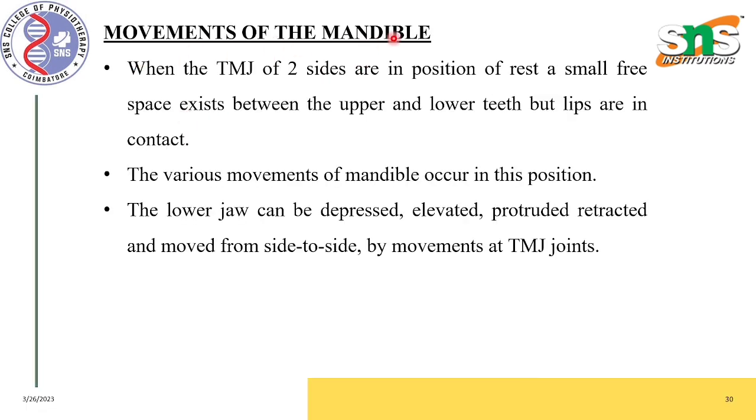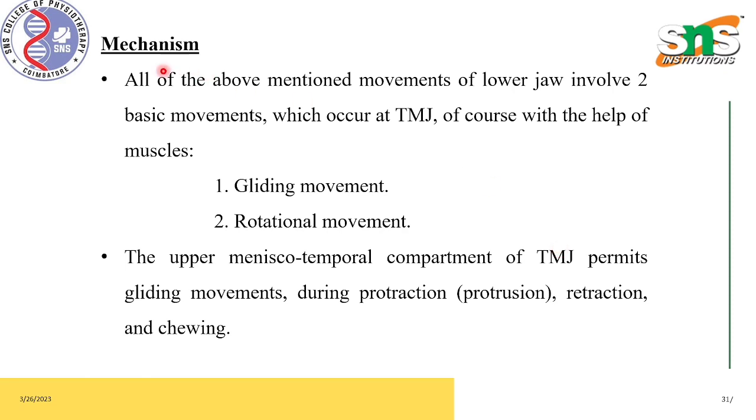Coming to the movements of the mandible, when the temporomandibular joints of two sides are in the position of rest, a small free space exists between the upper and lower teeth, but the lips are in contact. The various movements of the mandible occur in this position. The lower jaw can be depressed, elevated, protruded, retracted, and moved from side to side by the movements at the temporomandibular joints. So, as for the mechanism, all of the above mentioned movements of the lower jaw involve two basic movements which occur at the temporomandibular joint, of course with the help of the muscles.